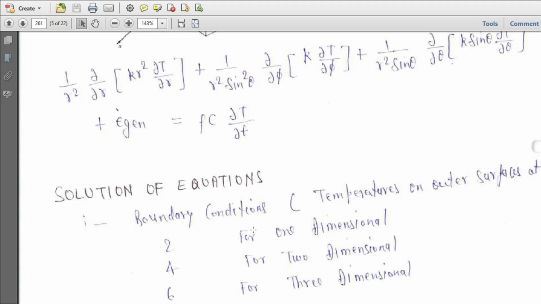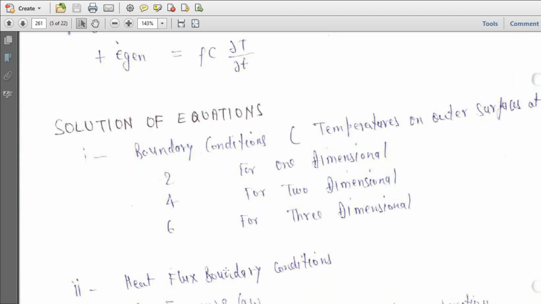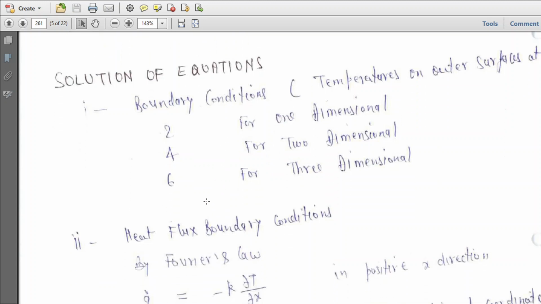Now to solve these we need boundary conditions. The first is temperatures on outer surfaces at least. So this is called temperature boundary conditions. For a one-dimensional problem you need 2 temperatures, for 2-dimensional you need 4, for 3-dimensional you need 6 temperatures. So these are temperature boundary conditions.